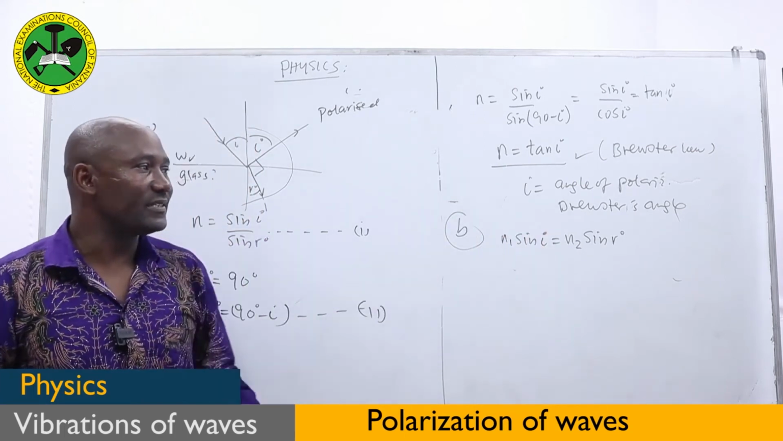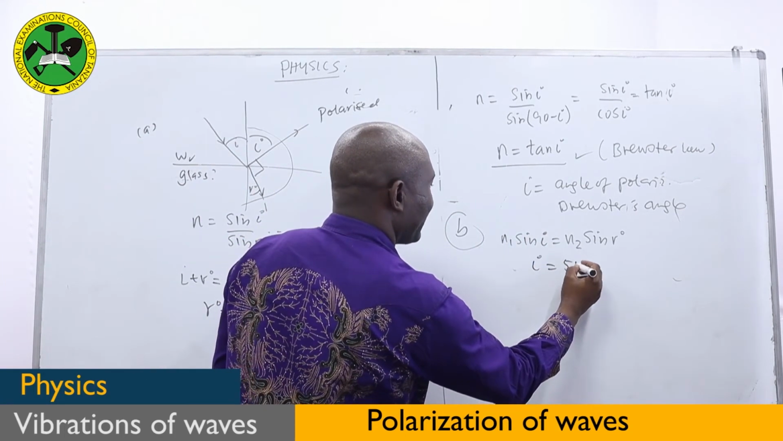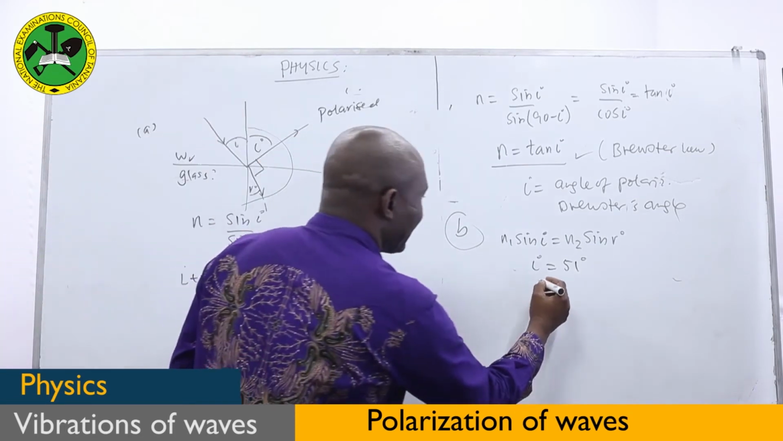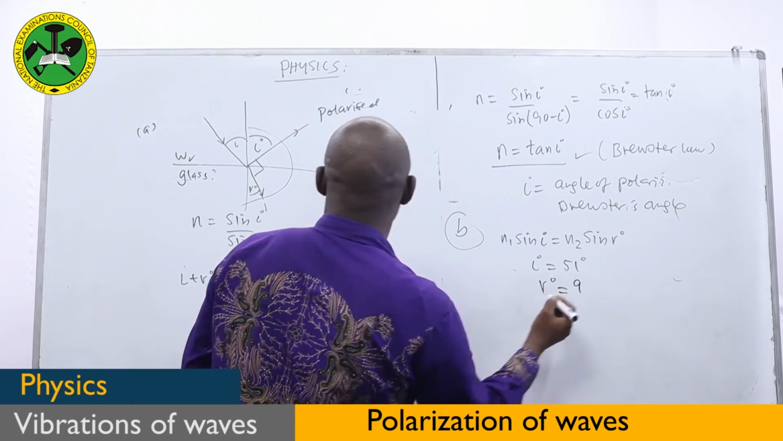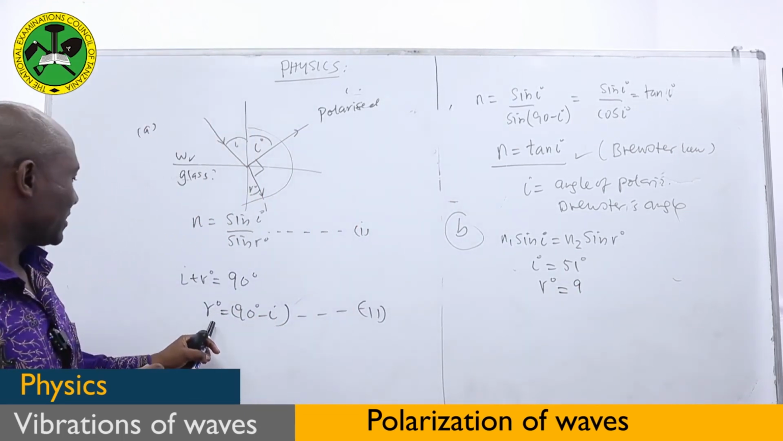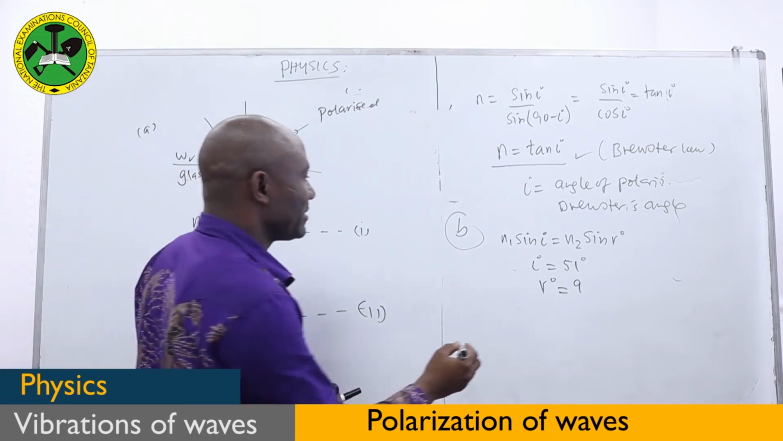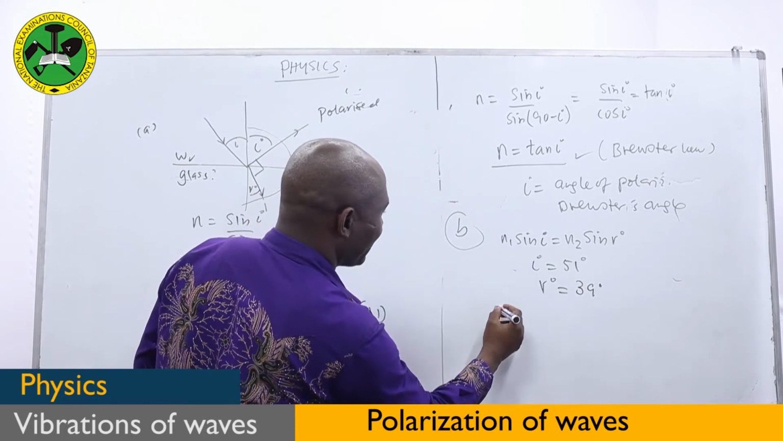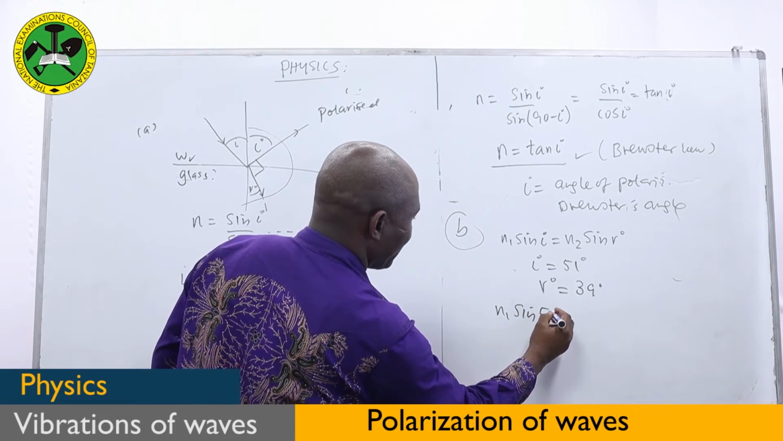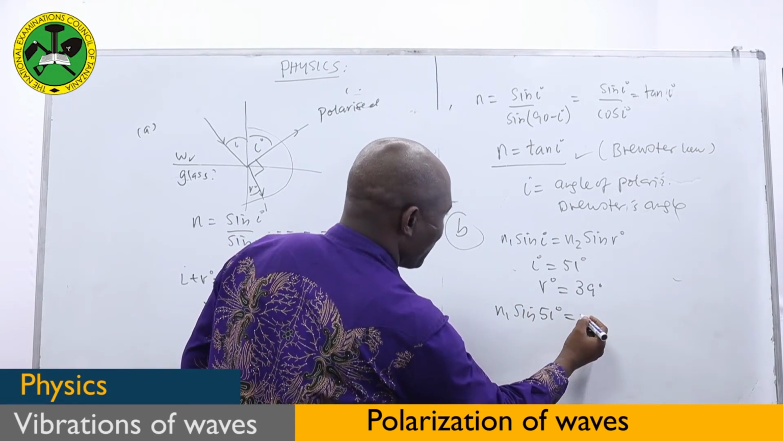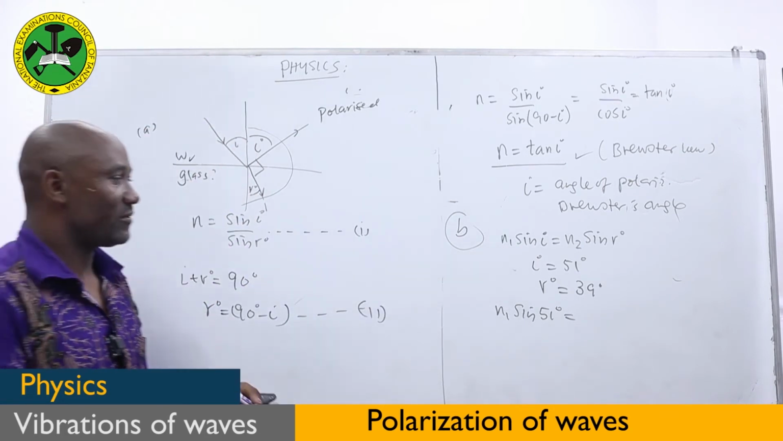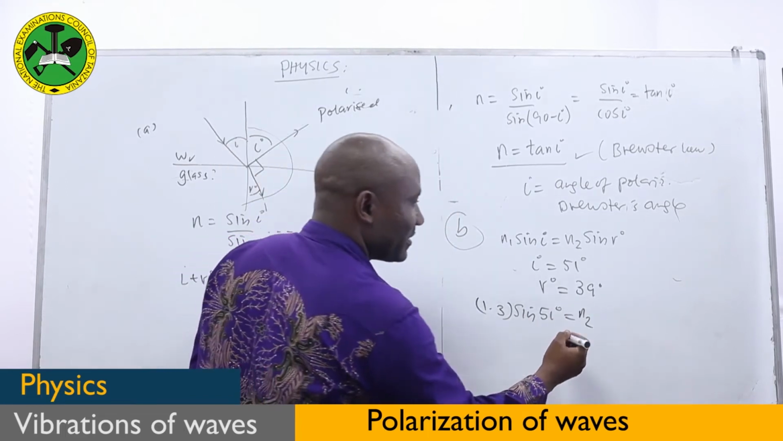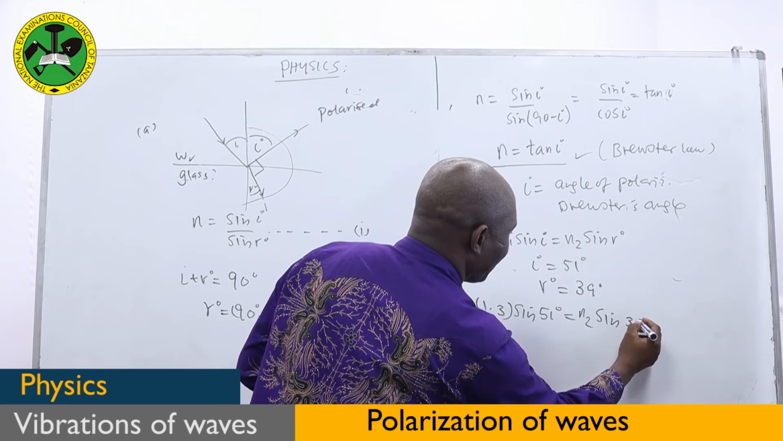What is I? I is the angle of incidence, which is given as 51. And R is 90 minus that, which you get 39. Of course, you remember how R is derived from this question. So we have N1 sine 51 equals N2 sine 39. N1 is the refractive index of water, which is given as 1.3. N2 is the refractive index of glass, supposed to be found.